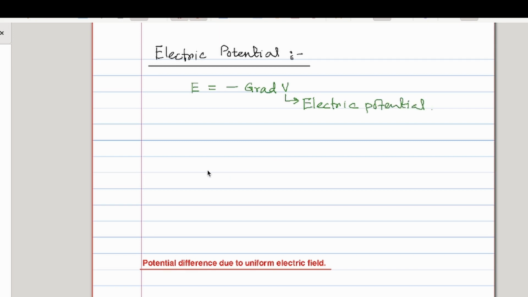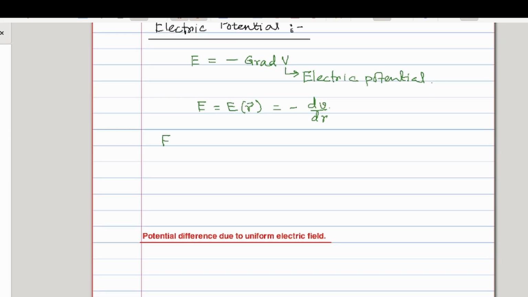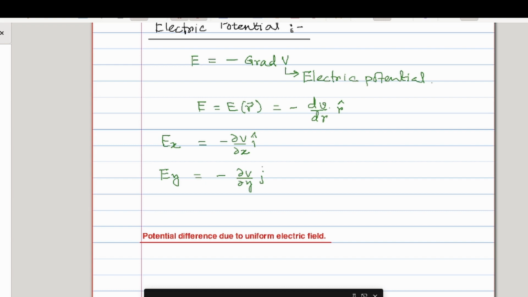So basically, if E is a function of r, then it can be written as minus dV/dr. Okay, so if we want to find the x component of electric field, then we can write minus del V del x, i hat. The y component of electric field is minus del V del y, j hat, and Ez equals to minus del V del z, k hat.